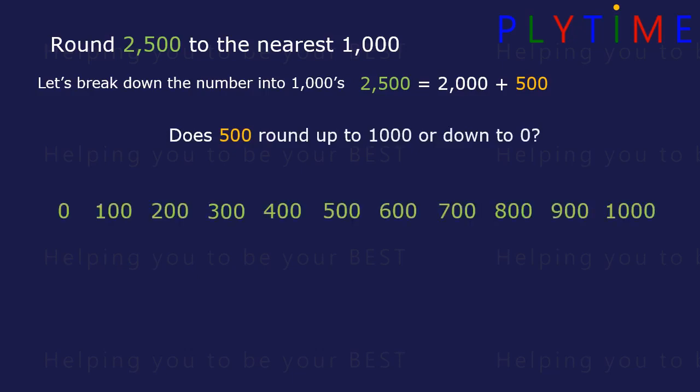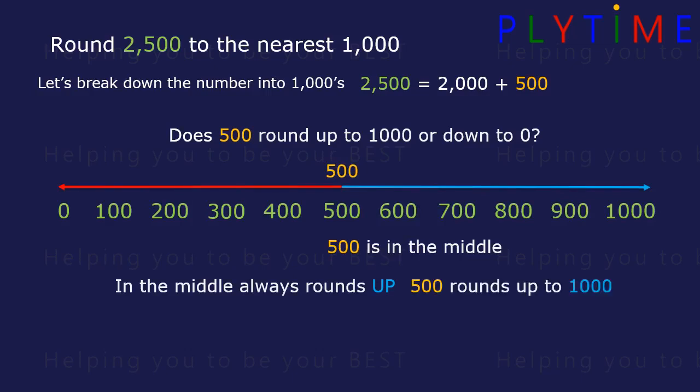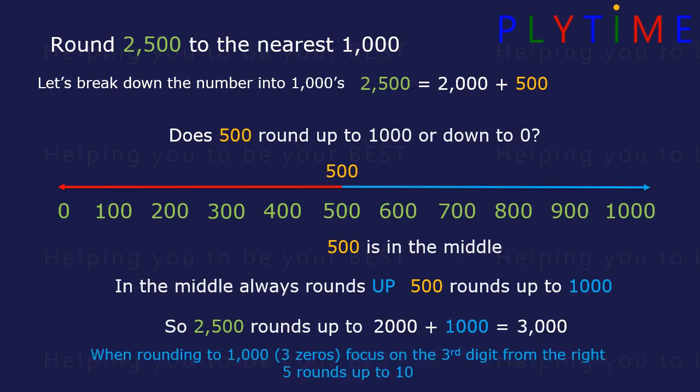On the number line, we can see that 500 is exactly in the middle, and in the middle always rounds up. So 500 rounds up to 1,000, so 2,500 rounds up to 2,000 plus 1,000, or 3,000. When rounding to 1,000, we focus on the third digit from the right, here the 5, and 5 rounds up to 10.